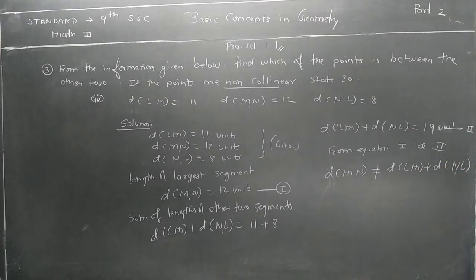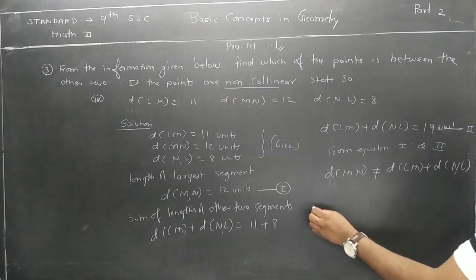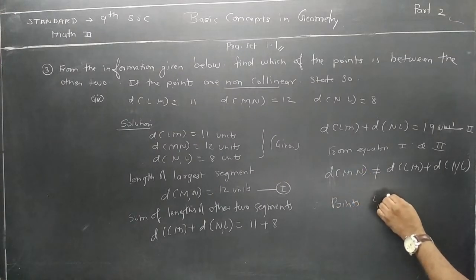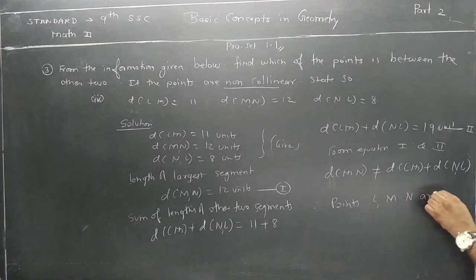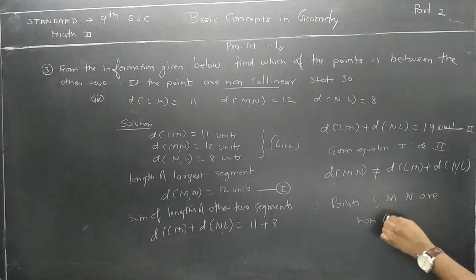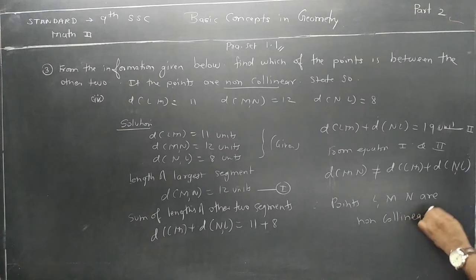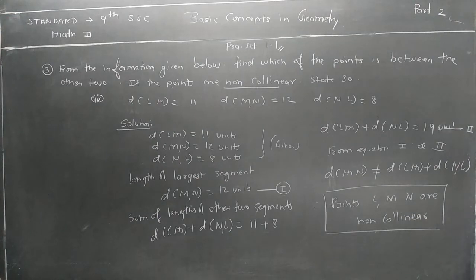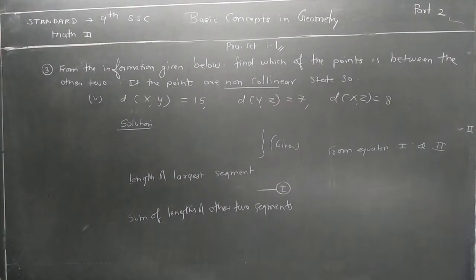So this is the condition. Then what you are going to write? These 3 points, what is that? Points L, M, N are non-collinear. There is no relation of betweenness, so they are non-collinear. This way I have to write it.